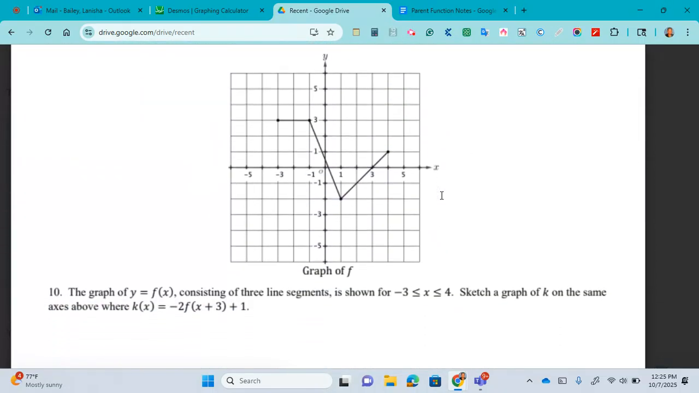Oh, Lord, look at all these transformations. Isn't it beautiful? Isn't it? But this is pretty easy. Oh, it is.